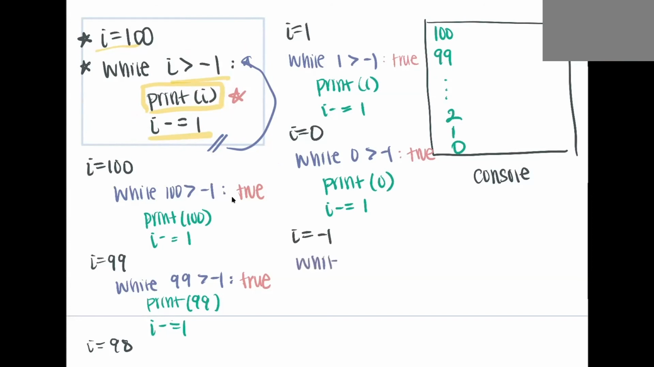So while -1 is greater than -1, is this true or is this false? Good, this is false. Because it's false, we exit this loop. We're done with the loop. No need to go down here or check this again. We are done.